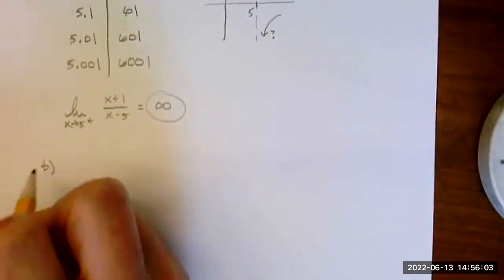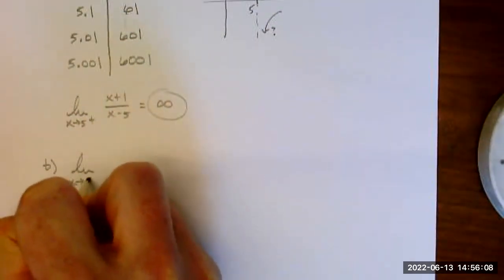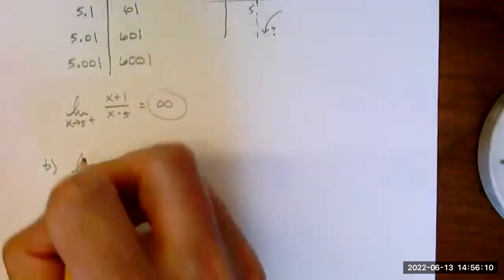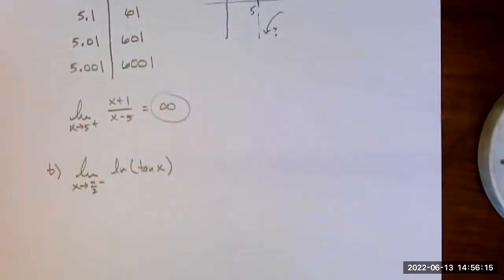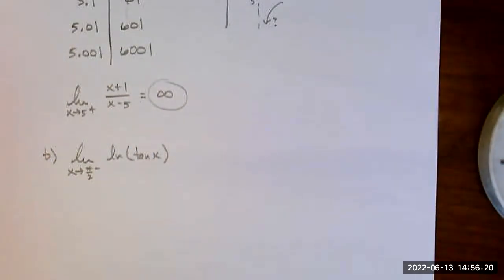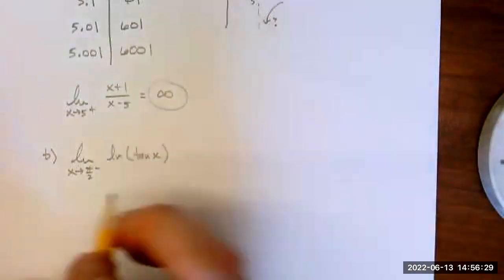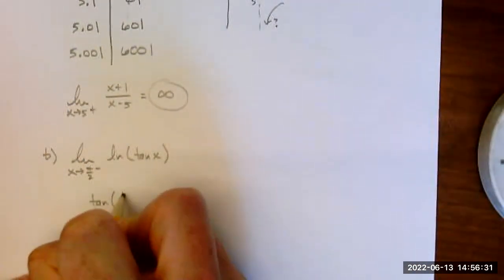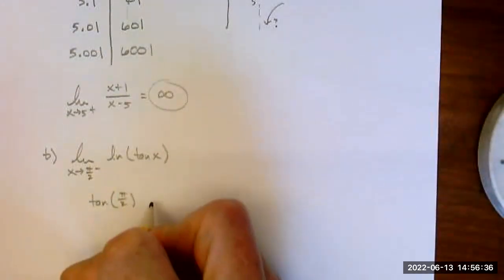Part B, this is a cool one. The limit as x approaches pi over 2 from the left, the natural log of tangent x. How are we going to do that? If you were to attempt to plug in the tangent of pi over 2, turns out that is undefined.